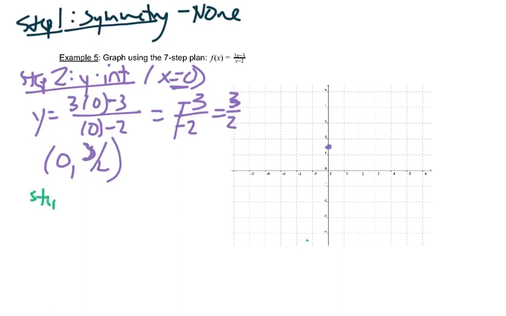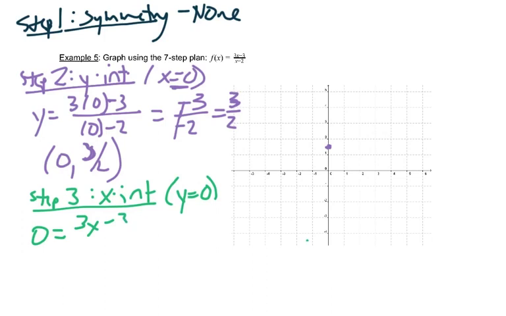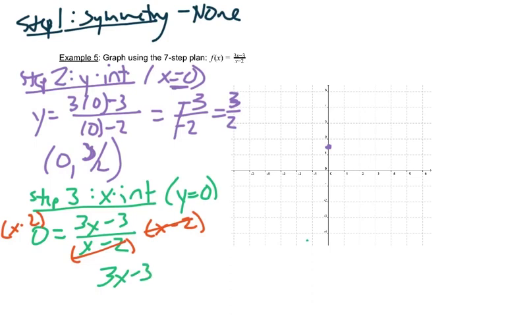So step 3 is x-intercepts. Remember, that means that we make y equal 0. So we have 0 is equal to 3x minus 3 over x minus 2. So to solve this, I have to multiply both sides by that denominator because I want to get rid of the denominator. And on the right side, it cancels out, leaving me with just 3x minus 3. On the left side, 0 times x minus 2 is just 0.